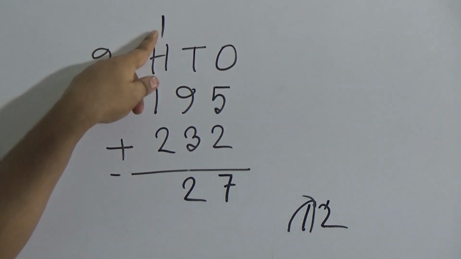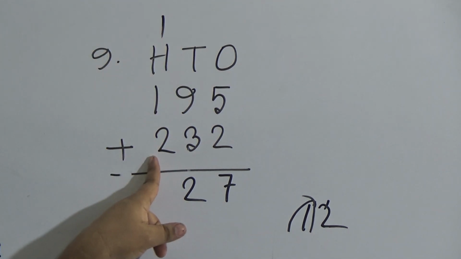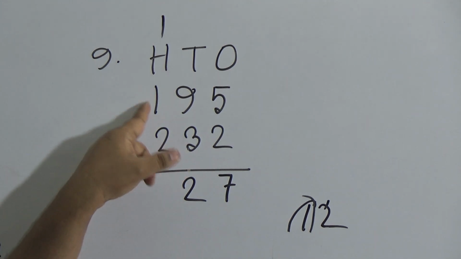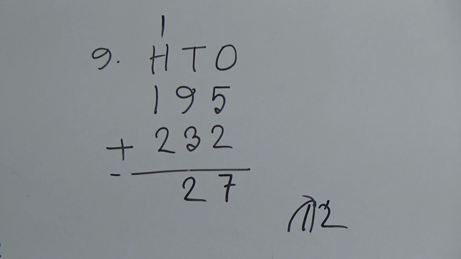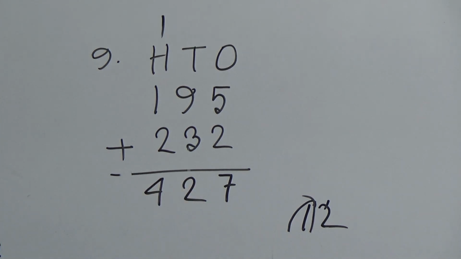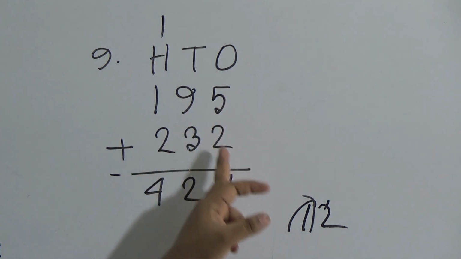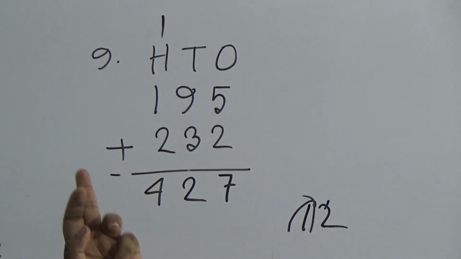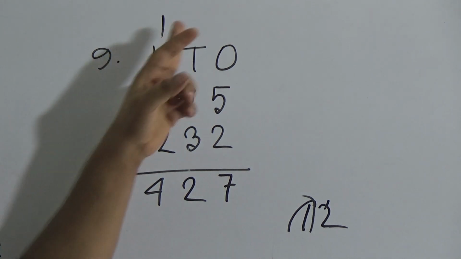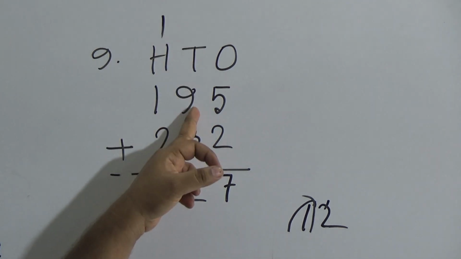Now you notice 1, 1 and 2. If we add 2 with 1, then we get 3, and 3 with 1, then we get 4. So we write here 4. We take it again, 5 with 2, then we get 5, 6, 7. Write 7. Now we add tens place digit, 9 and 3.